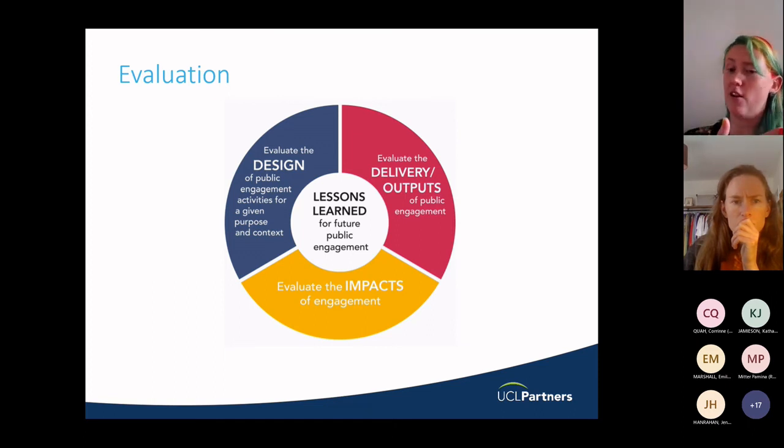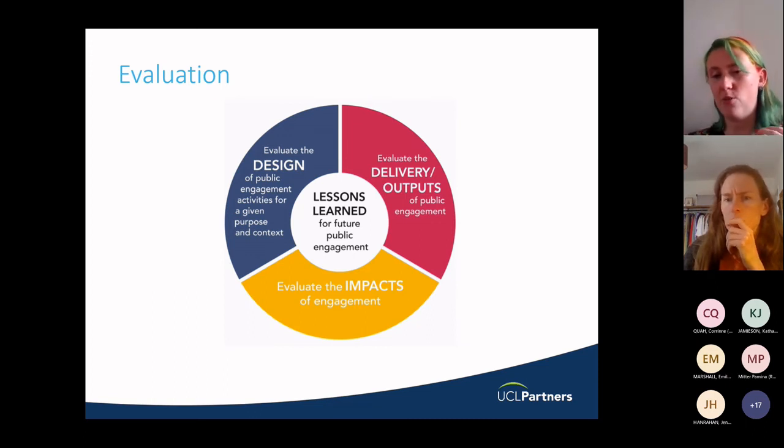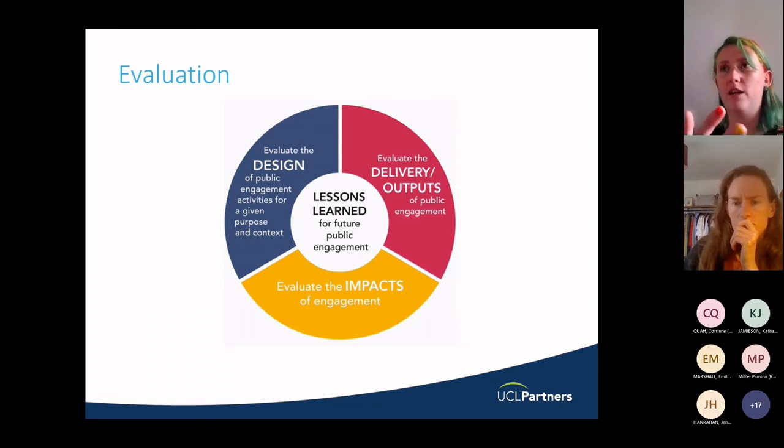So you can evaluate the design of what you've done. So basically saying, is what I designed fit for purpose? Like, was it the right time, location? Was the language accessible? Was the activity pitched well? Did I have enough equipment? All of those sorts of things. It's a really straightforward way of evaluating your success and making sure that if you were to do a similar activity again, you adapt and change the things that didn't work so well.